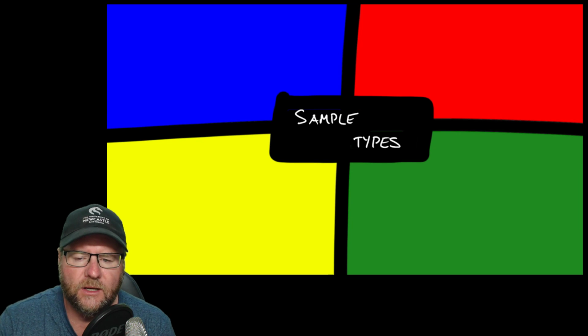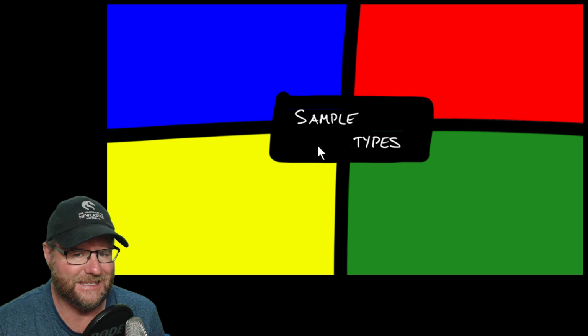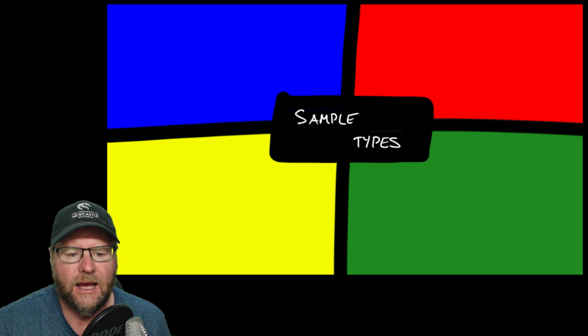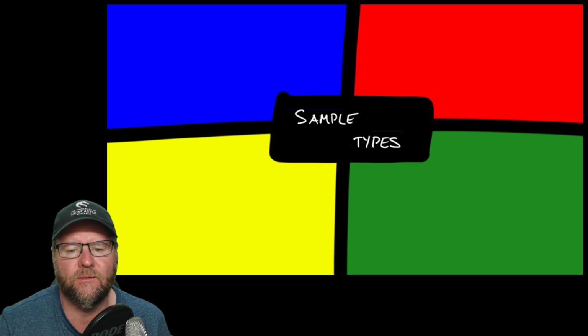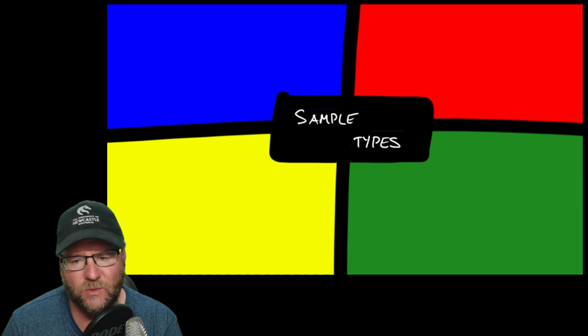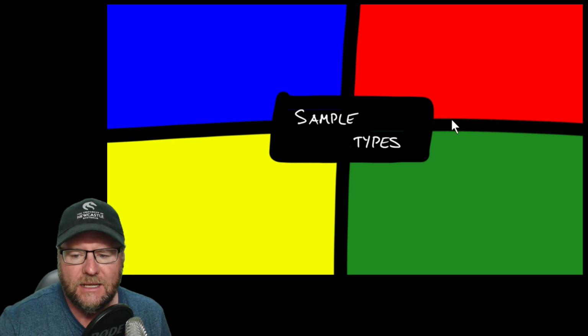Okay, this time around we're going to talk a little bit about sample types. So when we're taking a sample of data, whether it be a group of people maybe or something like that, we can go about getting our sample in a couple of different ways. So let's have a look at what they are.